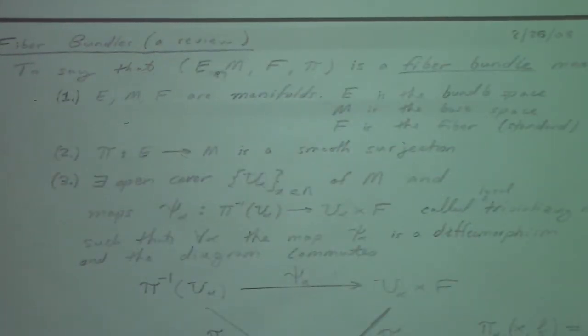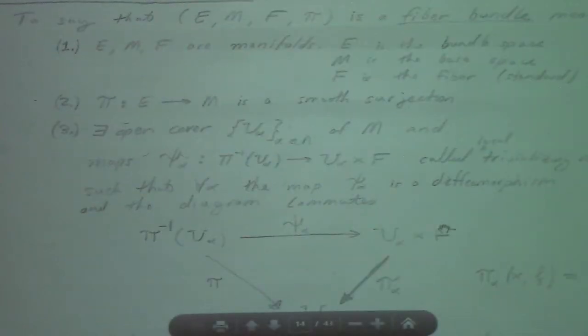To say that (E, M, F, pi) is a fiber bundle means that E, M, and F are manifolds: the bundle space, the base space, and the standard fiber. We have a projection pi from E to M, which is a smooth surjection. I think I forgot to emphasize last time, it's a surjection. That's kind of important. There exists an open cover of M and a family of maps psi alpha, from the inverse image of the open cover U alpha to the Cartesian product of U alpha and F, called local trivializing maps, such that for all alpha, the map psi alpha is a diffeomorphism and the diagram below commutes.